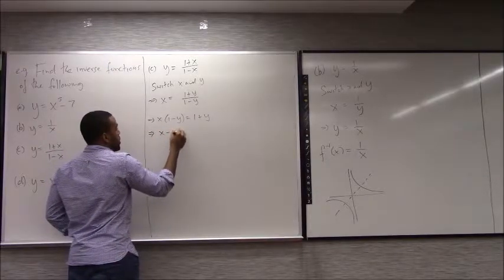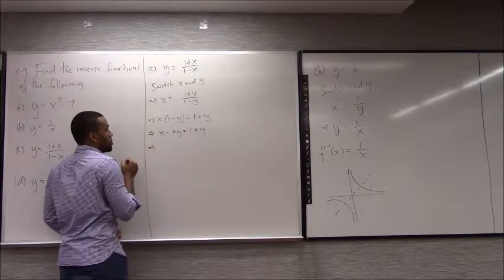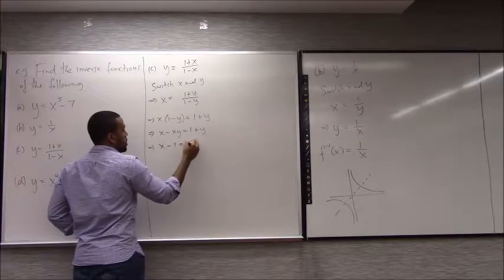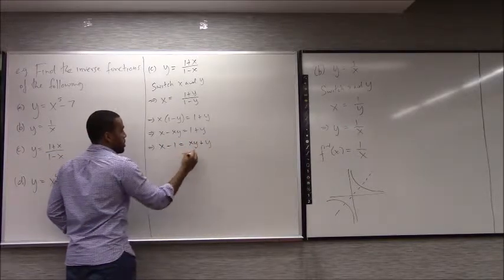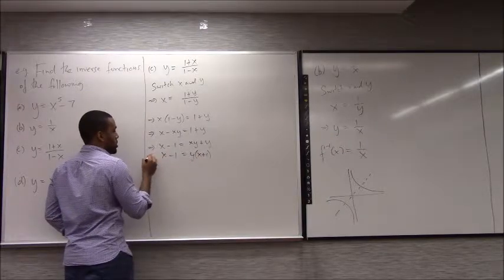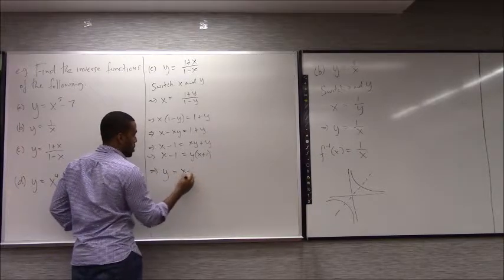x minus xy equals 1 plus y. And then get all the y's together on one side. So this x minus 1 is equal to xy plus y. Factor out the y here. And then you can divide. So your y would be x minus 1 over x plus 1.